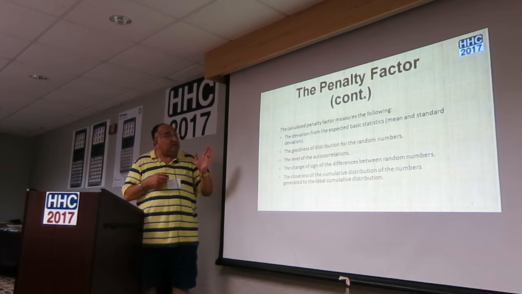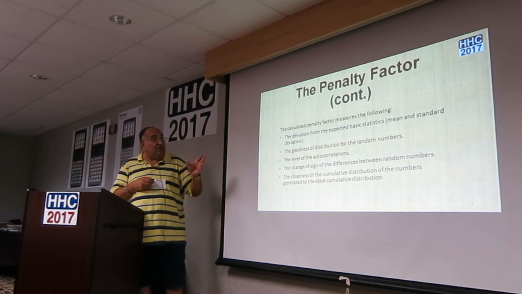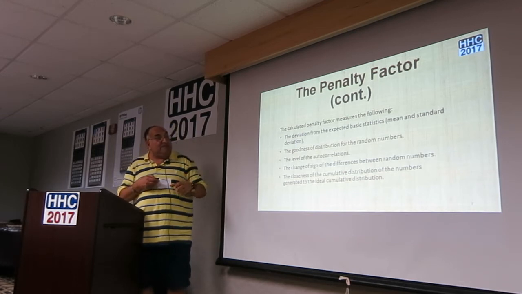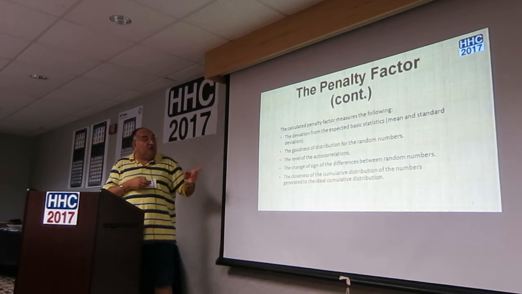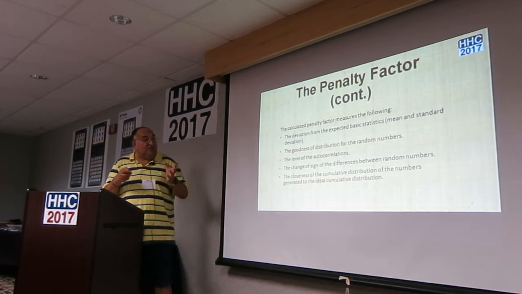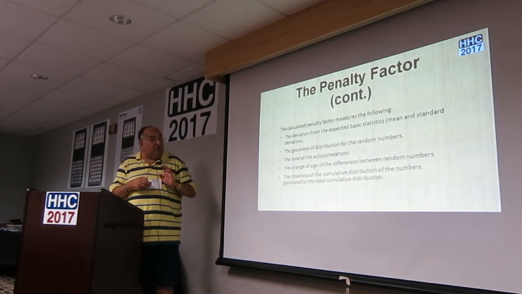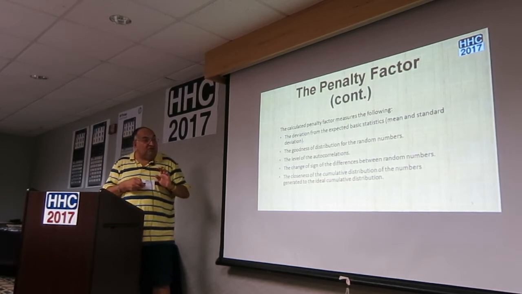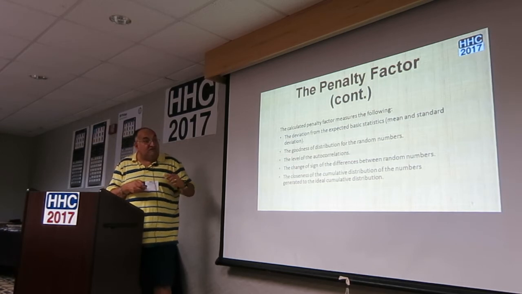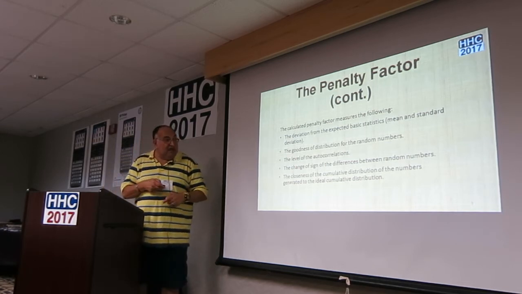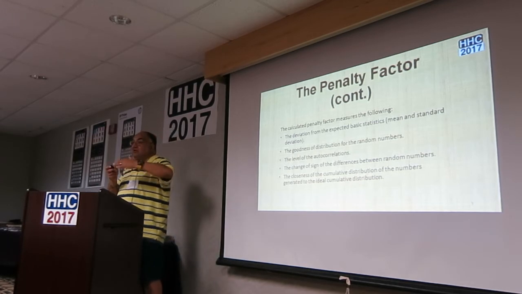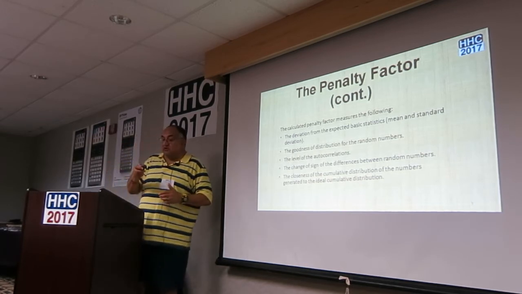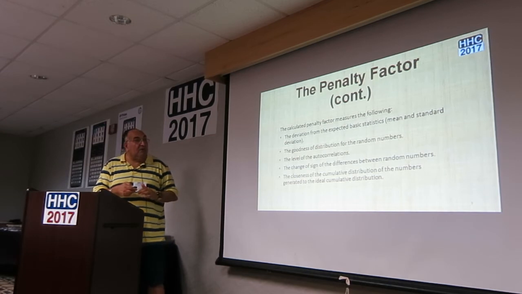So the calculated penalty factor measures the following: the deviation from the expected basic statistics, the mean and standard deviation, the goodness of the distribution of the random numbers, and the level of autocorrelation, and then the change of sign of the difference between random numbers, and finally the closeness of the cumulative distribution of the random numbers I generate with their theoretical expected value.